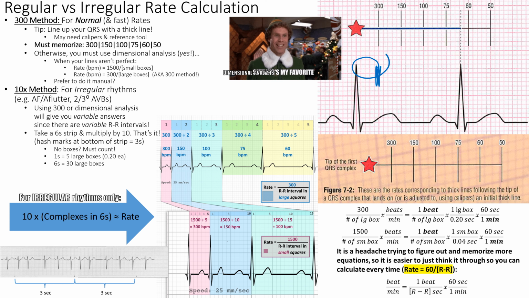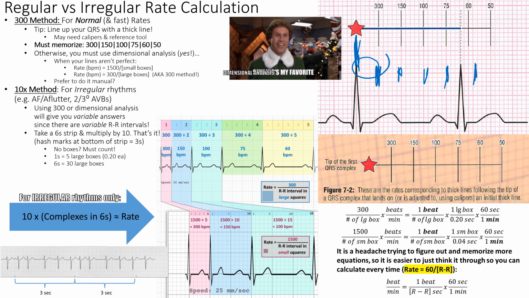Now, if it was the next big box, I throw the numbers in there, 0.40 seconds, not 0.04, and then I put all the math in, I get 150. Do it in the next box, I get 100, right? The next box, 75. Next box, 60. Why is this important? Because you could just line up a QRS complex with a solid line right there, and then go out and you can easily see if it's a tachycardia because it's greater than 100 or a bradycardia because it's less than 60. You can see where it falls in that space.